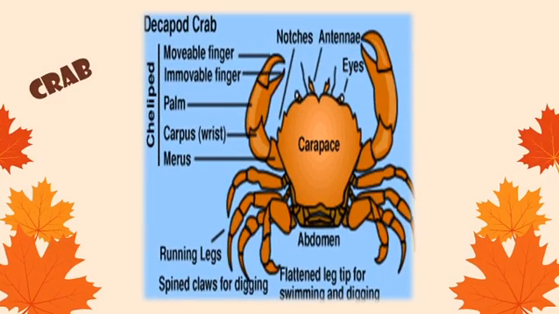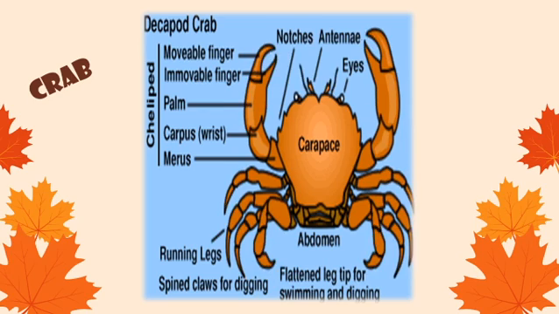Now we can see the structure of the crab's body. Movable fingers, immovable fingers. Yes, we can take it and remove the flesh inside. Palm, eyes, notches and antenna, and wrist, and the bigger surface of the crab, the carapace and abdomen. Running legs, spiny claws for digging, and flattened leg tip for swimming and digging. So these are the structures of the crab.